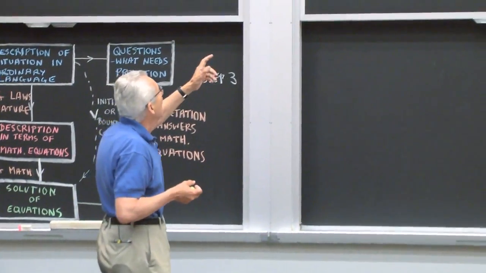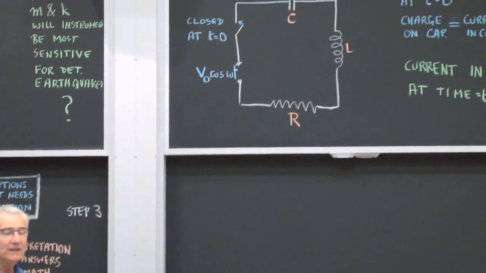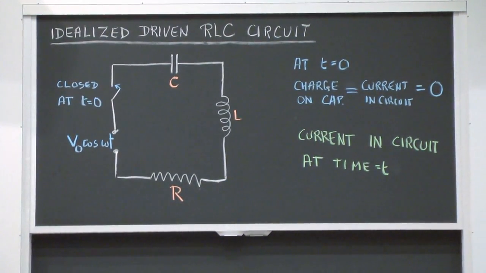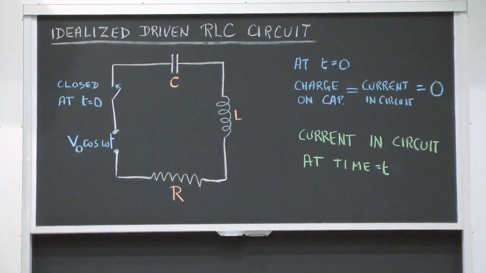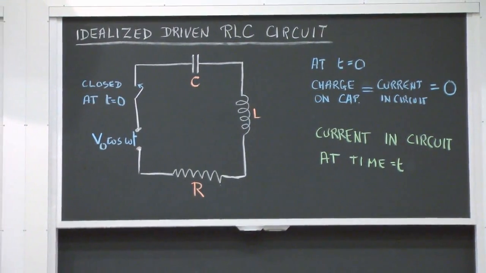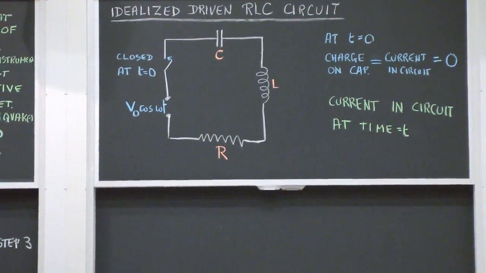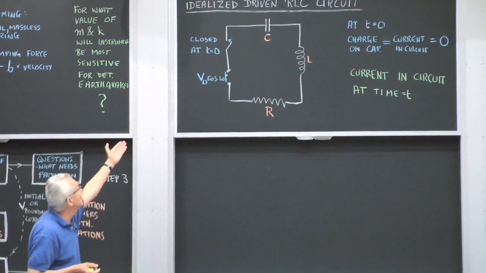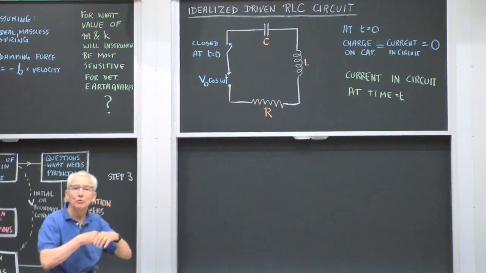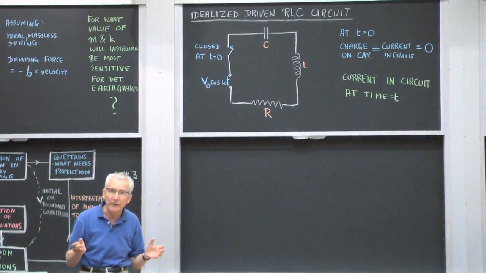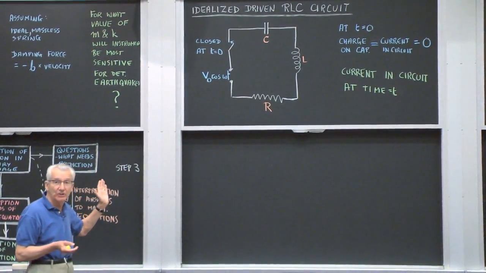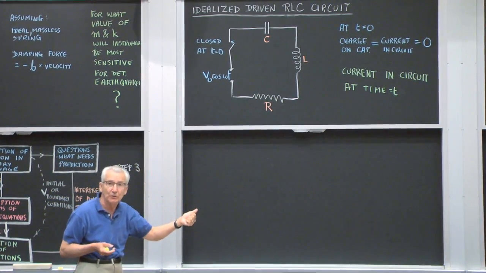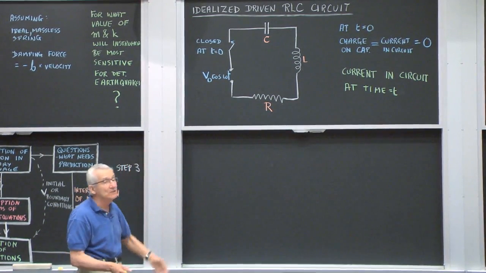So this is a problem where you have a circuit consisting of a capacitance, inductance, and a resistance in series, which is driven by an alternating voltage source, V0 cosine omega t. Before time t equals 0, I'm assuming the circuit is open. In other words, there are no charges anywhere, no current flowing. At t equals 0, we close the circuit. So the charge on the capacitor at t equals 0 is 0. The current flowing in the circuit is 0.